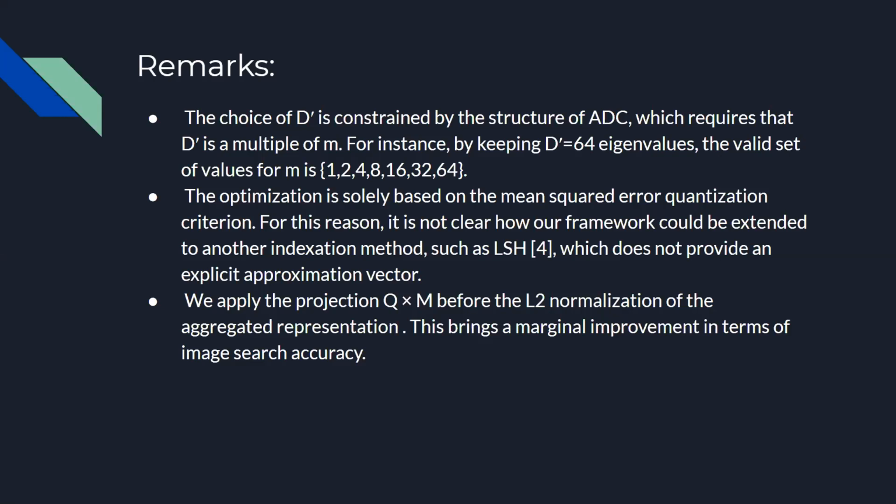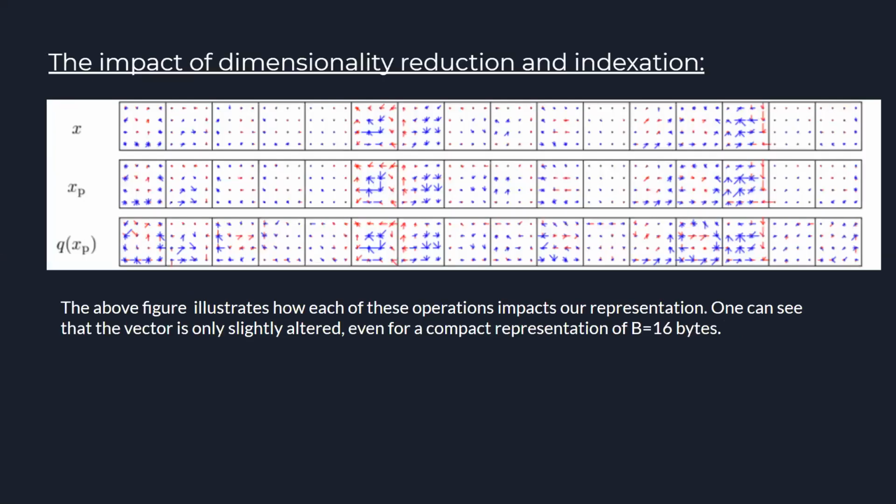We apply the projection Q cross M before the L2 normalization of the aggregated representation. This brings a marginal improvement in terms of image search accuracy. As we see in the figure, this is the impact of dimensionality reduction and indexation. The above figure illustrates how each operation impacts our representation. One can even see that the vector is only slightly altered, even for a compact representation of B equal to 16 bytes.